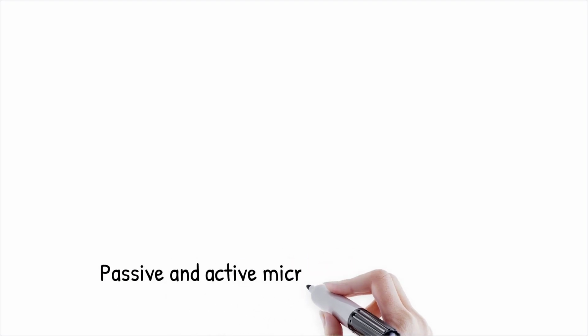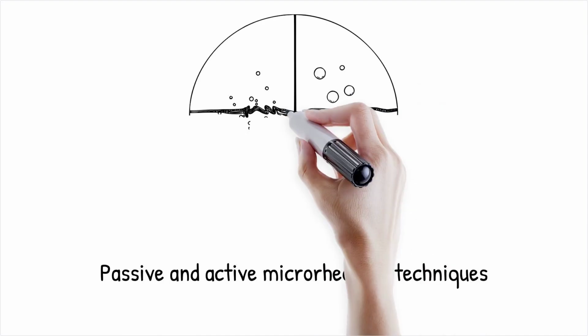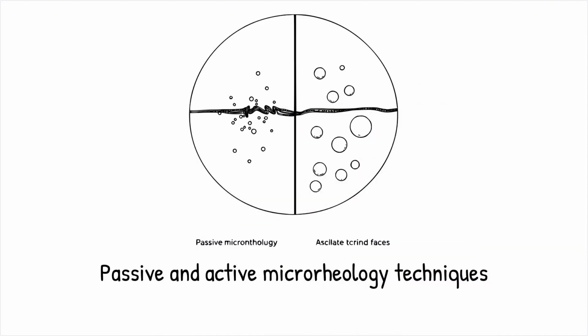Techniques like passive microrheology use tracer particles embedded in the fluid to track their Brownian motion, providing insights into the fluid's local viscoelastic properties. Active microrheology applies controlled forces to the particles to probe fluid resistance, enabling precise measurements of flow characteristics.